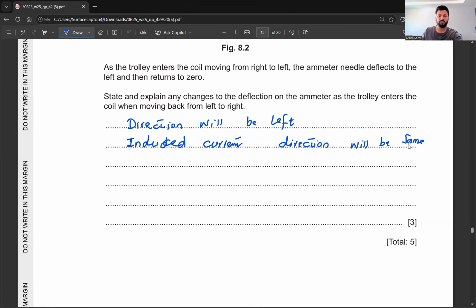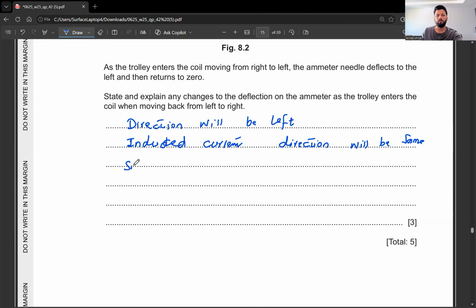Because very small magnetic field will change. Small magnetic field is changed, so a smaller current will be induced.